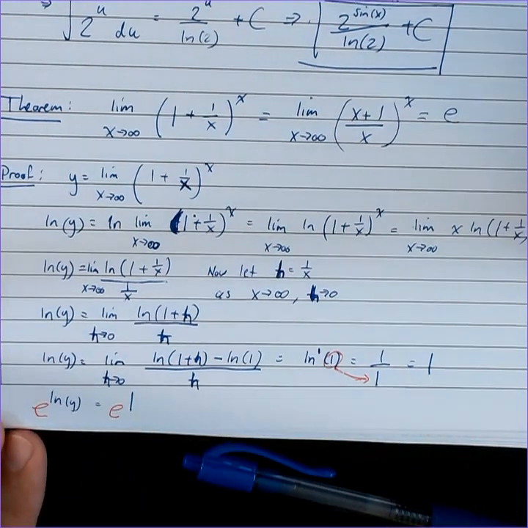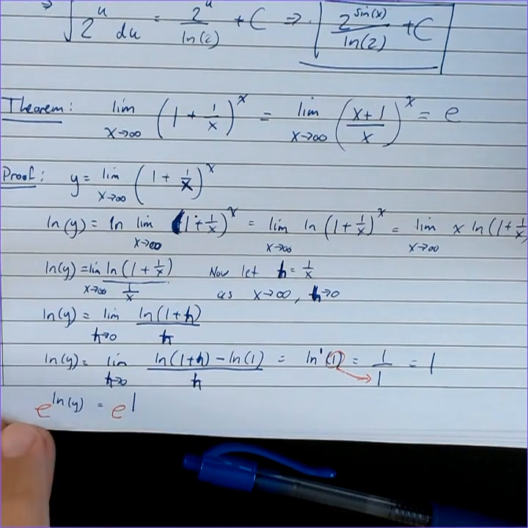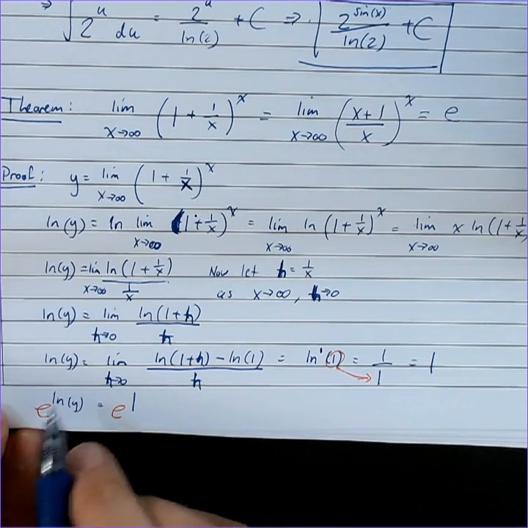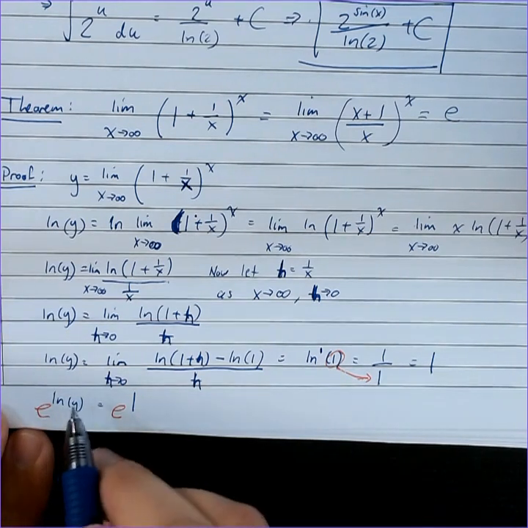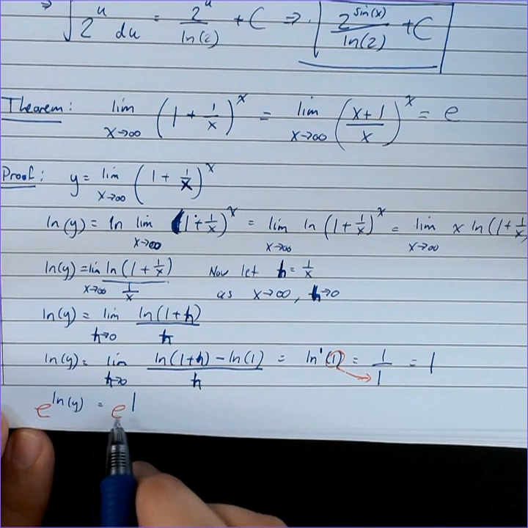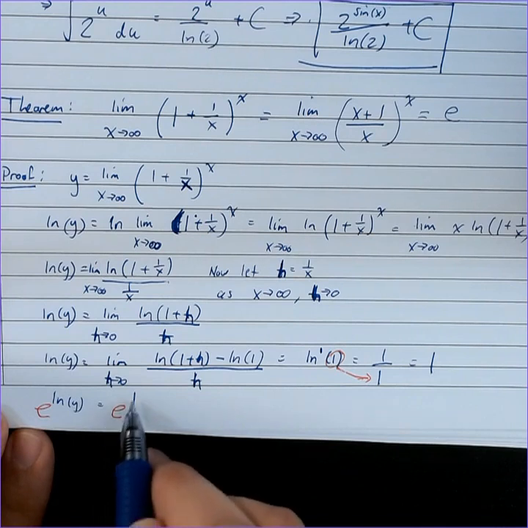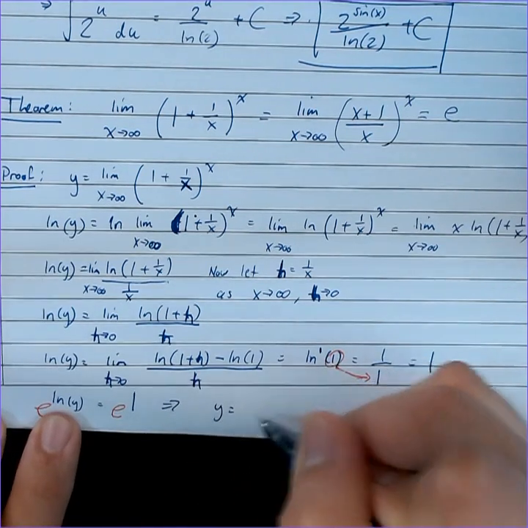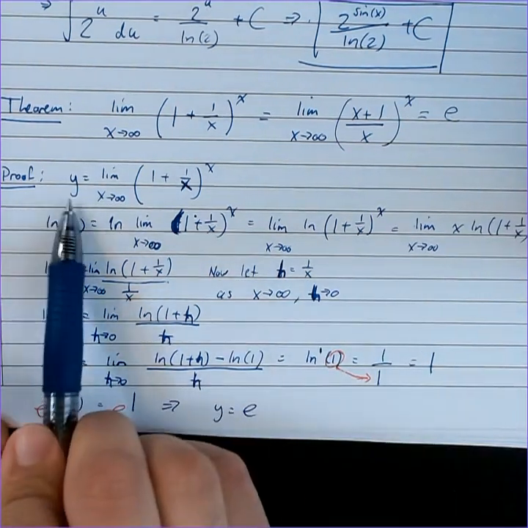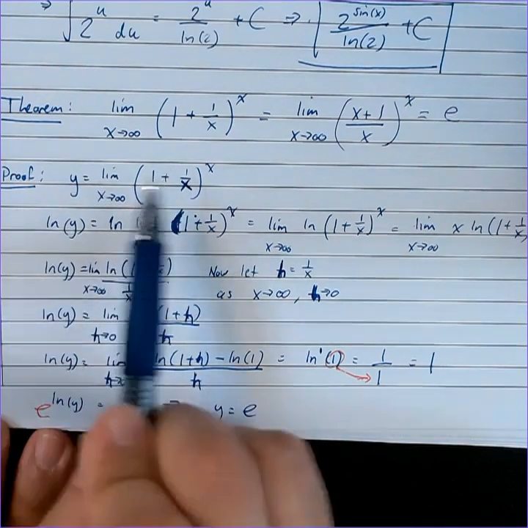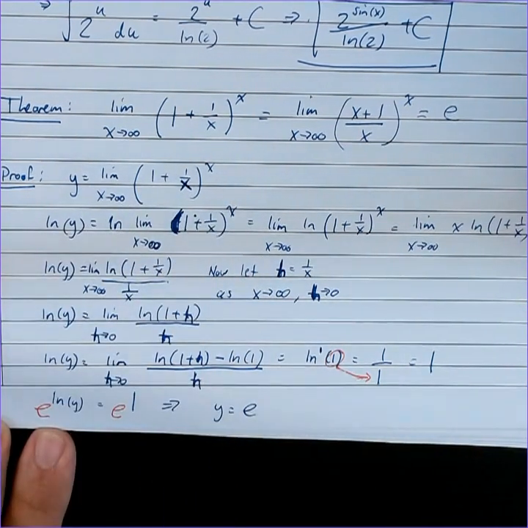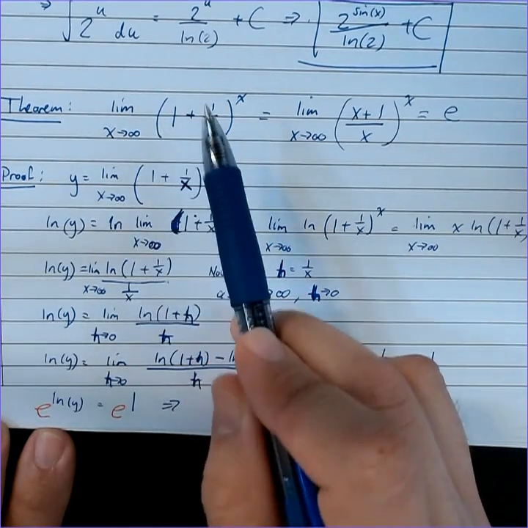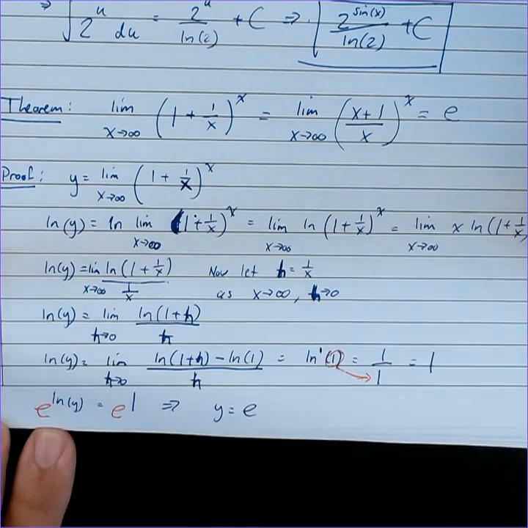If the natural log of y is equal to 1, then e to the natural log of y is equal to e to the 1. But again, as we've seen, since these are inverses, that leaves me just the argument. y equals e to the 1. Anything to the 1 is itself. So this gives me y is equal to e. But y was that to begin with, so that to begin with is equal to e. And that was our result. The limit as x approaches infinity of 1 plus 1 over x to the power of x is equal to e.